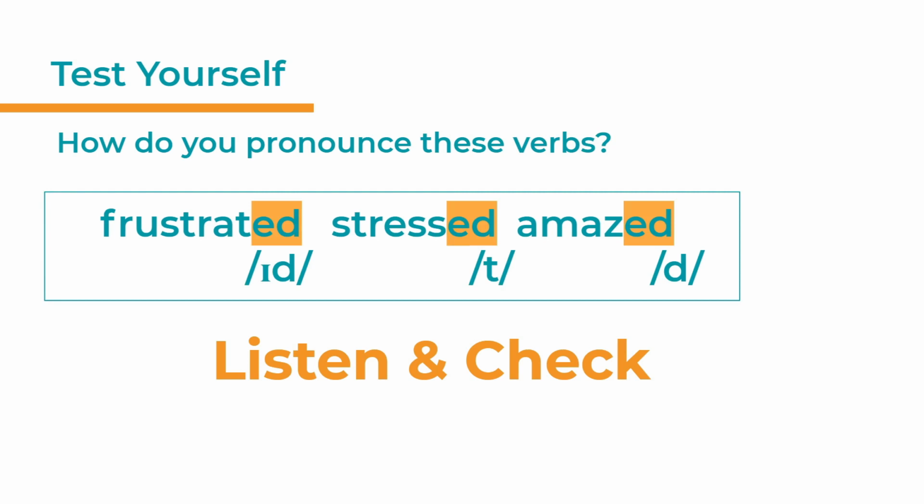And here are the answers. Frustrated, ed is pronounced as id. Frustrated. Stressed. Ed is pronounced with t. Stressed. Amazed. Ed is pronounced d. Amazed. Well done, everybody.